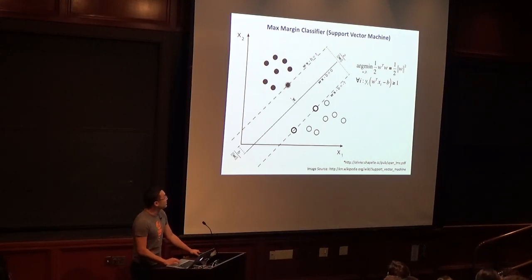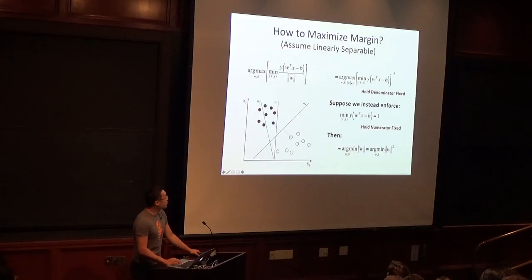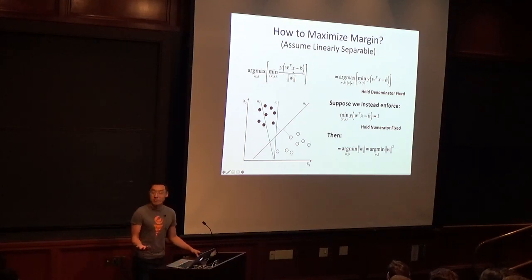And so therefore you can see that this particular optimization problem is equivalent to this particular optimization problem where, because there's an infinite number of solutions, we force the numerator to be 1.